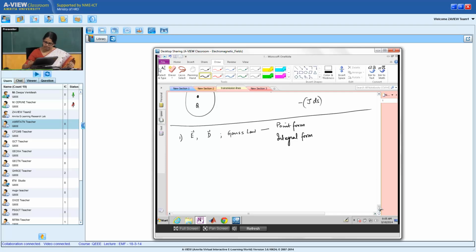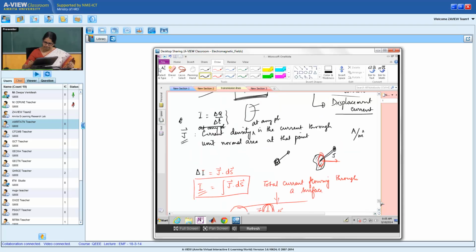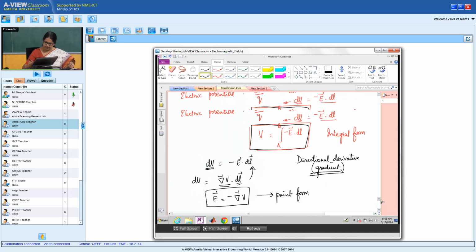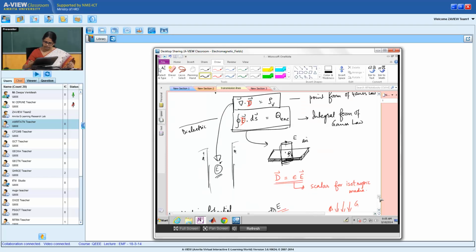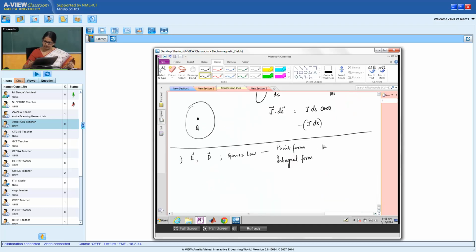The point form, to remind you, said that the divergence of D is rho, the volume charge density, and the integral form said that the closed surface integral of D dot ds is the charge enclosed.